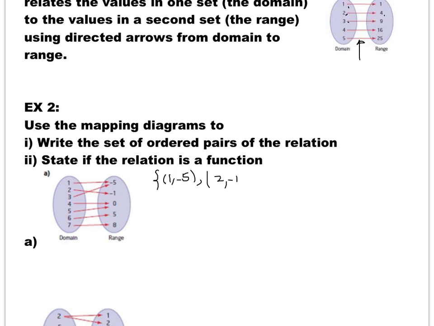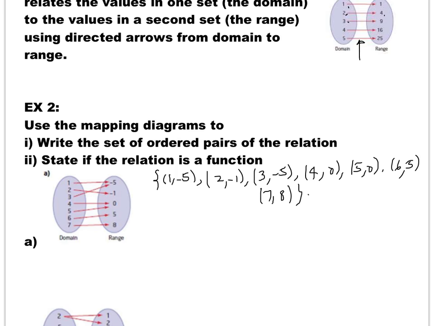2 goes to negative 1. 3 goes to negative 5. 4 goes to 0. 5 goes to 0. 6 goes to 5. And the last point is 7 goes to 8. This is my set of ordered pairs.